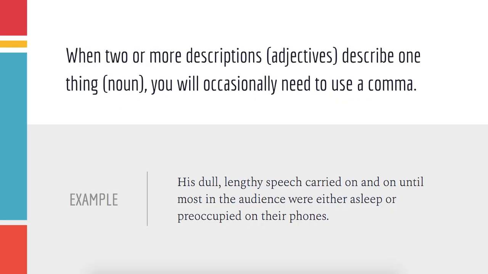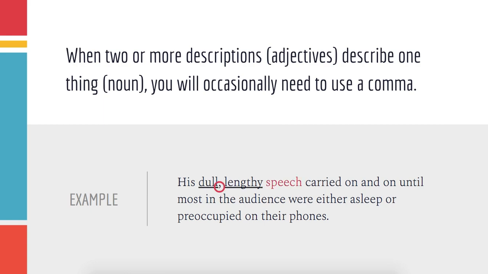So when two or more descriptions, adjectives, describe one thing or a noun, you will occasionally need to use a comma. And I know you probably hate me for saying occasionally. Like, when do I need one? When do I not need one? Let's look at it. So in this example, we have his dull, lengthy speech carried on and on until most in the audience were either asleep or preoccupied on their phones.